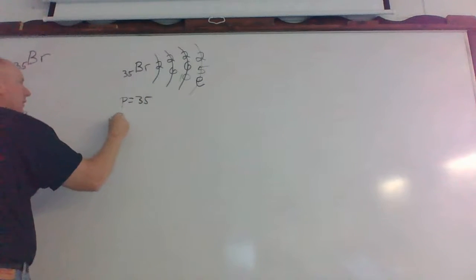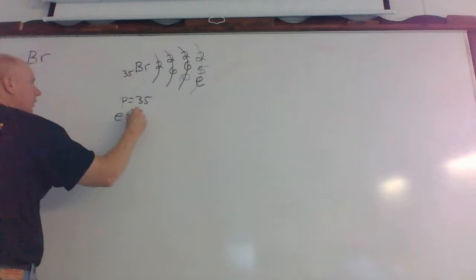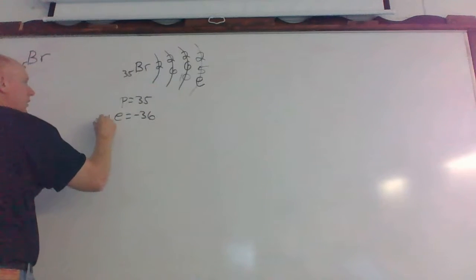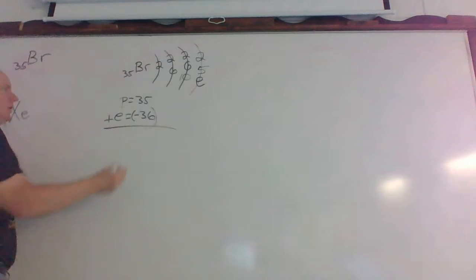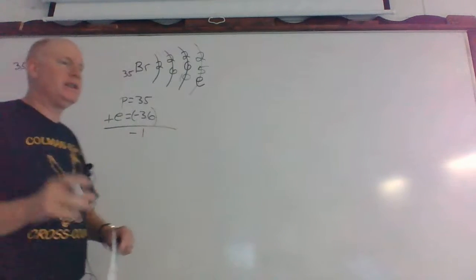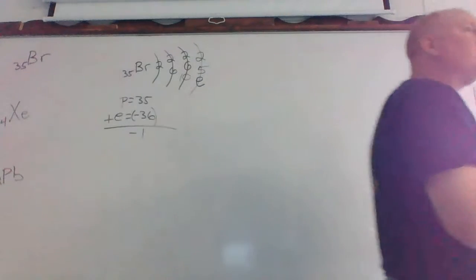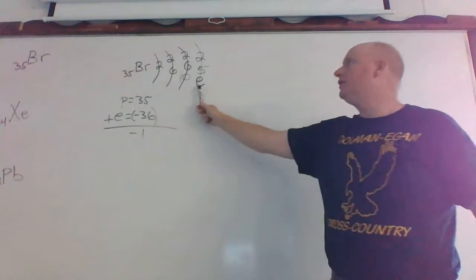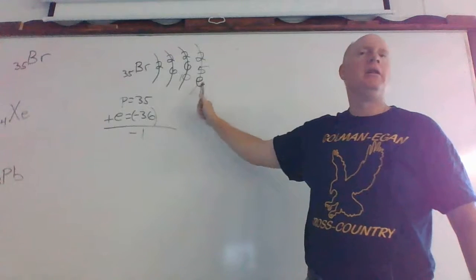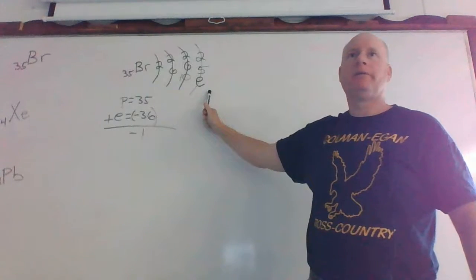And notice we got 35 positive charges. Now we add them two together, and what do we get? -1. What does it say inside bromine's box? It just has a negative sign. That means -1. And that's why we see that. This wants to gain one more electron. Then it stabilizes itself. Okay?